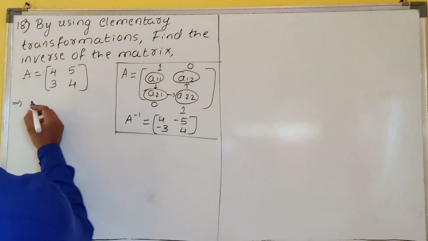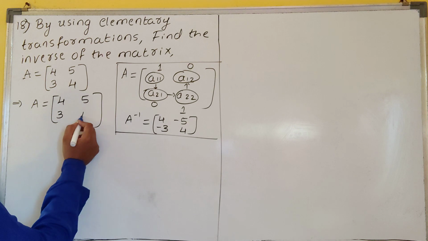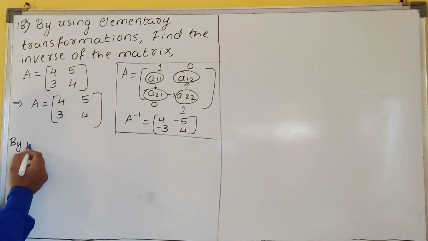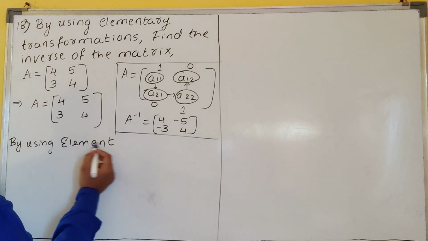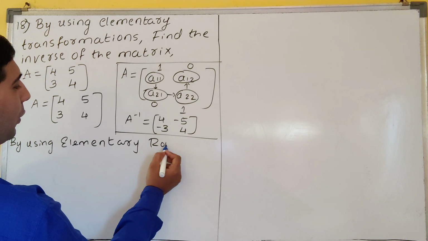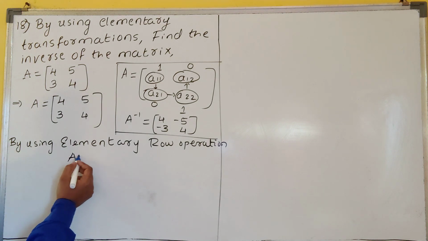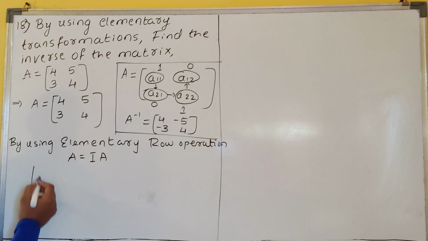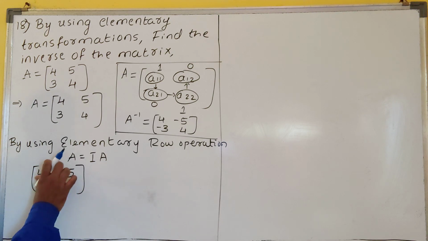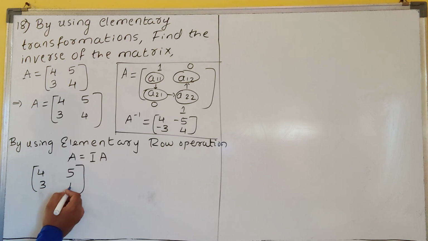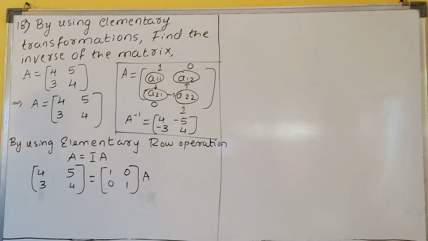Now see, first you write, in exam how to write, by using elementary row operation, A is equal to I into A. A is what, dear students? A is [4, 5; 3, 4]. I is [1, 0; 0, 1] into A.